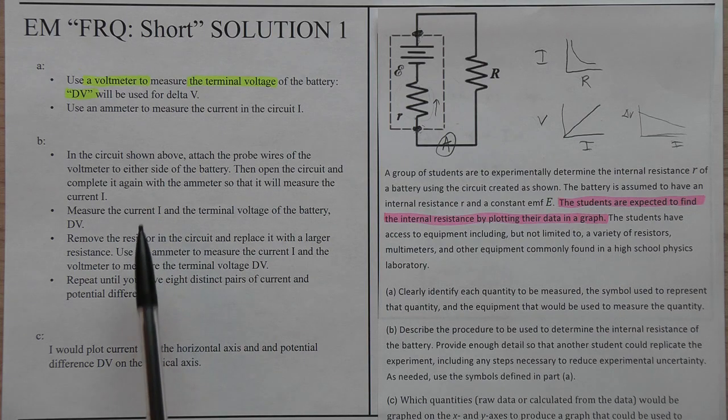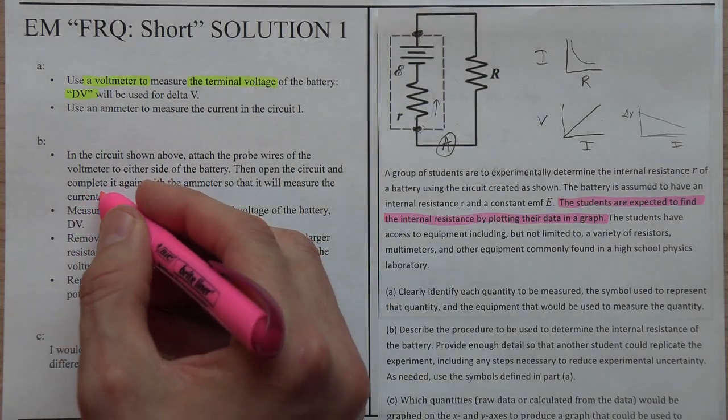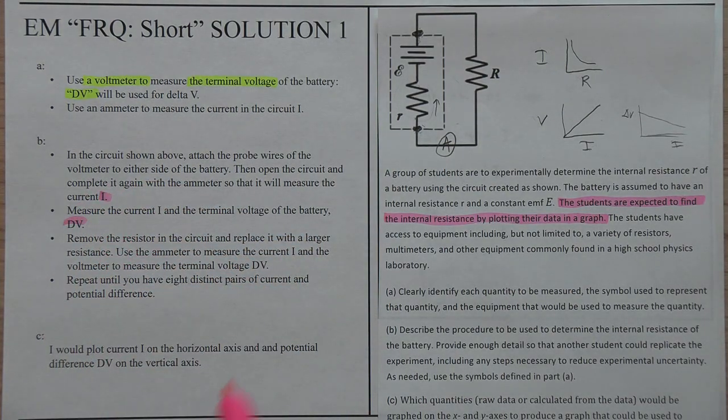Second step, measure the current I and the terminal voltage of the battery, delta V. Now, I have to use these symbols because this is saying describe a procedure used to determine the internal resistance, provide enough details so that another student can replicate the experiment, including any steps necessary to reduce experimental uncertainty. Here, as needed, use the symbols defined in part B. So I have to actually say, all right, measure the current I, delta V, right?